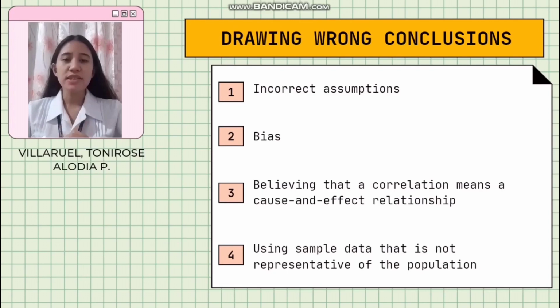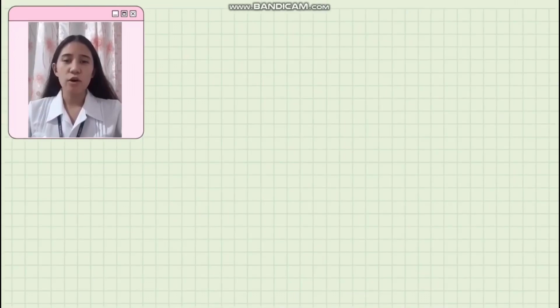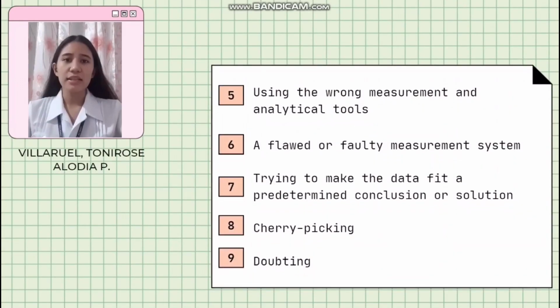Next is using sample data that is not representative of the population. Kung gagamit tayo ng sample data, syempre dapat representative siya ng population na gusto mong kuhaan ng data. A simple example of this is kung ang target population mo ay current students, why would you use sample data that involves people who are not students? Another is using the wrong measurement and analytical tools and using data taken with a flawed or faulty measurement system.